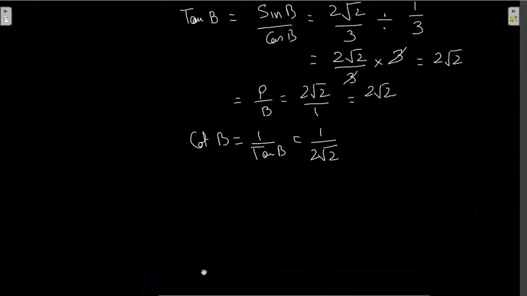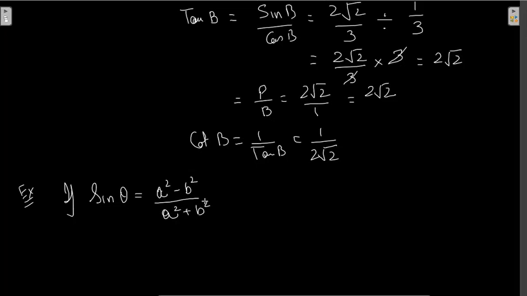So let's write one more example. The example we are going to take is: if sine of theta is equal to a square minus b square divided by a square plus b square, then find the rest of the five trigonometric ratios.